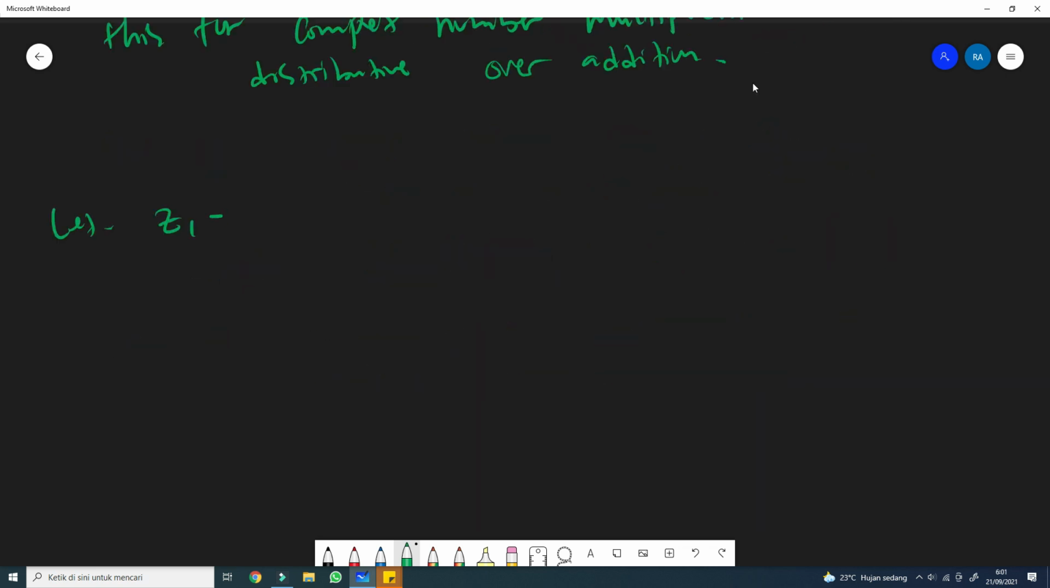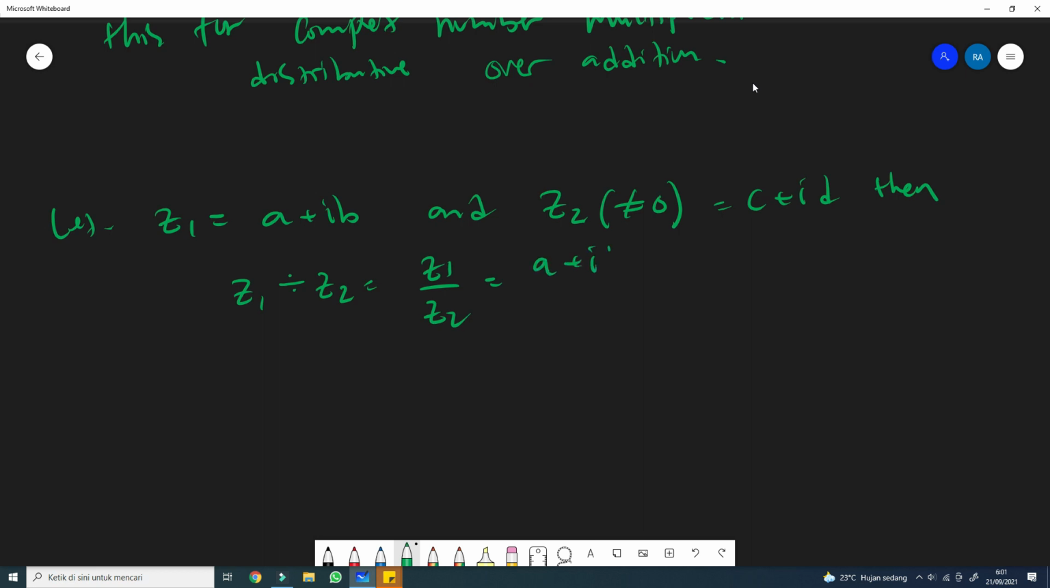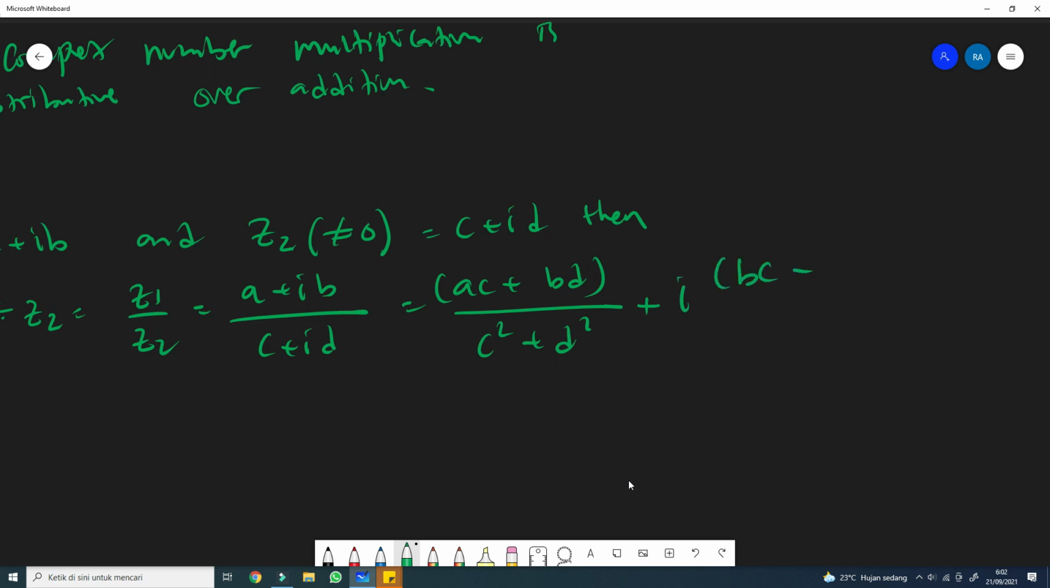Let z1 equal a plus ib and z2, which is non-zero, equal c plus id. Then z1 divided by z2 equals (a plus ib) over (c plus id), which equals (ac plus bd) over (c square plus d square) plus i times (bc minus ad) over (c square plus d square).